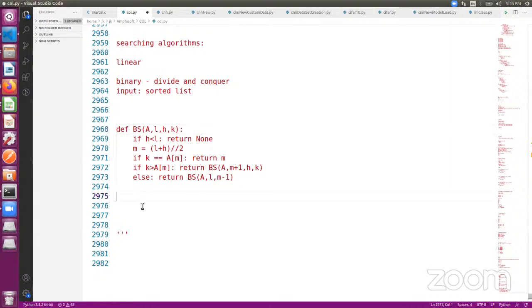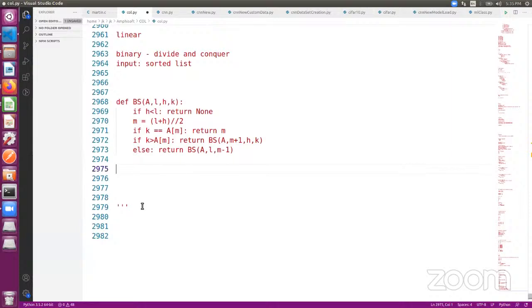Now let us try to calculate the complexity of this algorithm. We already know that the complexity of binary search is log n. Let us try to derive the complexity of the binary search algorithm. Now, for all the recursive functions, not only for binary search, there is something called a recurrence relation.